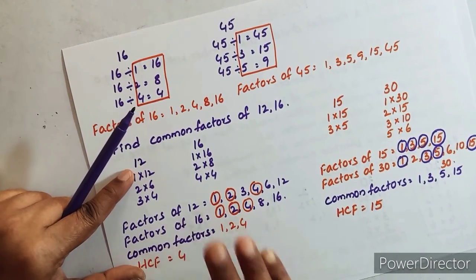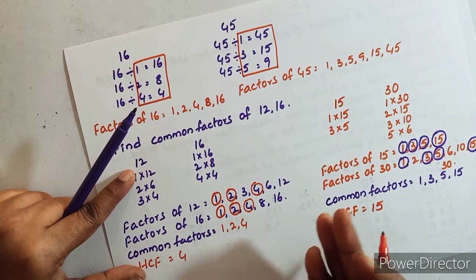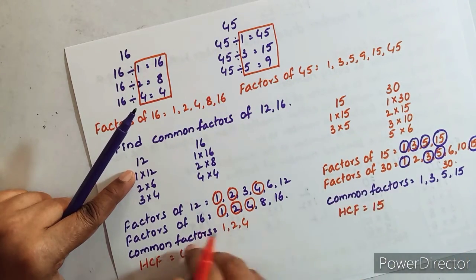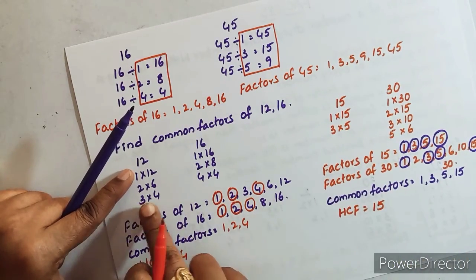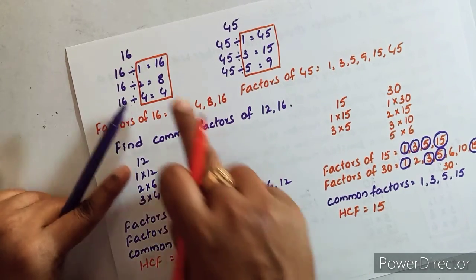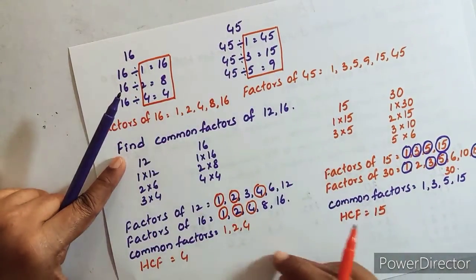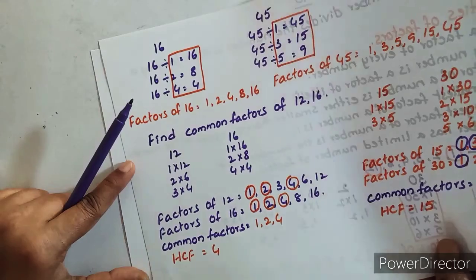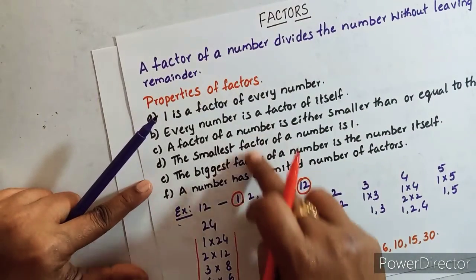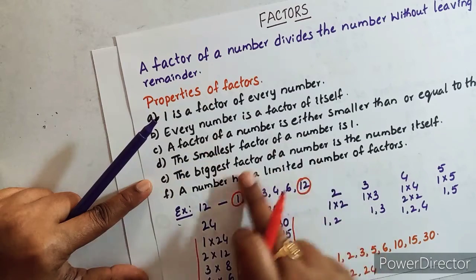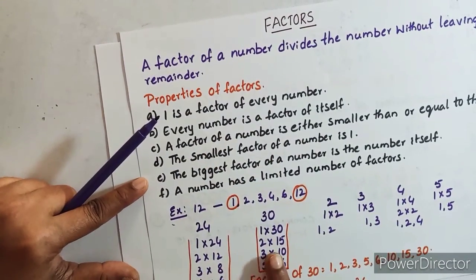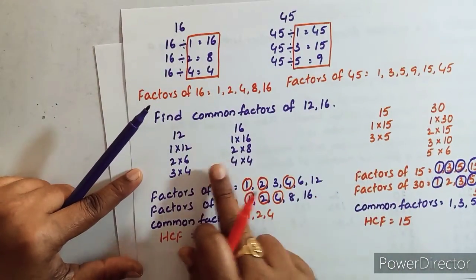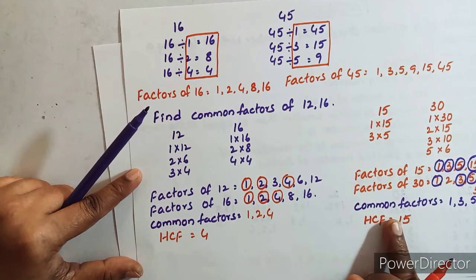Questions can be asked like you can find the HCF of 2 numbers, 3 numbers, 4 numbers, whatever it is. But this is the method you need to follow to find the HCF of the numbers. Here you can follow either the multiplication method or even the division method. Whichever is easy for you, you can follow that method and you can find the HCF of the given number. Hope you all understood how to find the factors of a number and what are the properties of the factors, and what are the methods, multiplication method and the division method to find the factors, and how to find the common factors and HCF of the numbers.